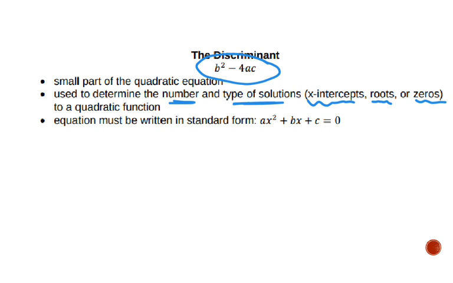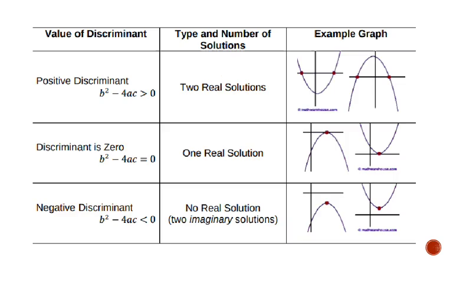Now, to use the discriminant to determine those types of solutions, remember our equation has to be written in standard form, which is ax squared plus bx plus c equals 0. So determining the value of our discriminant is going to tell us what type of solutions we have, which tells us what our parabola would look like when we graph it. Remember, a parabola is this U shape here, which is what we get when we graph a quadratic equation.